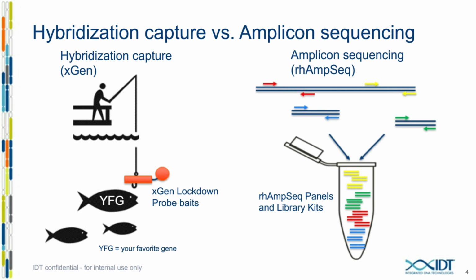On the right-hand side, we can see a very simplistic overview of amplicon sequencing. Again, here we're targeting specific regions of interest, but instead of using bait oligos and pull down, we use locus-specific primer pairs to enrich for our regions of interest.